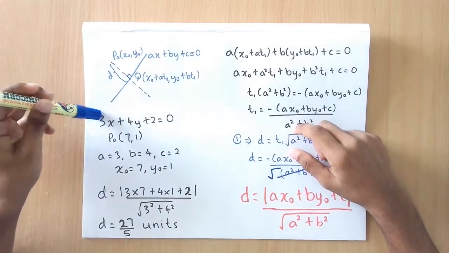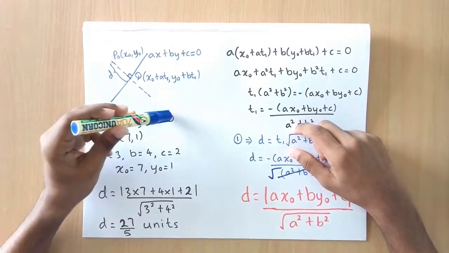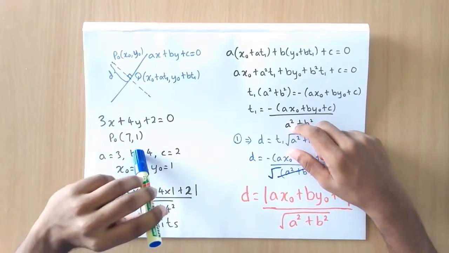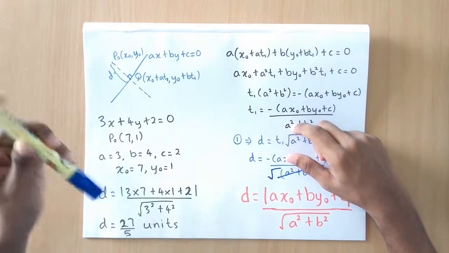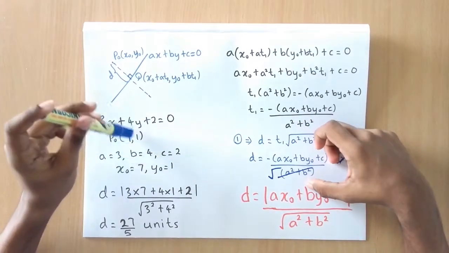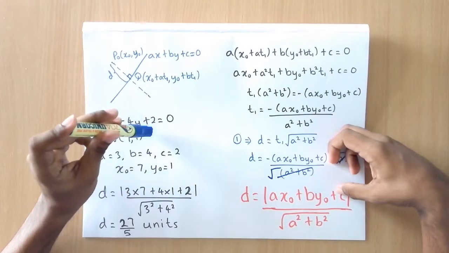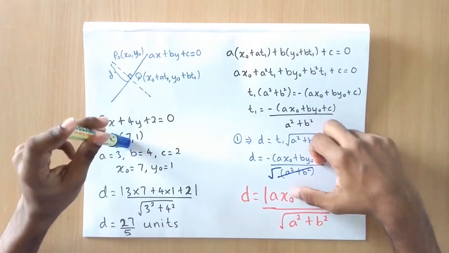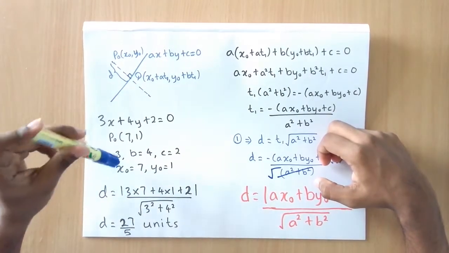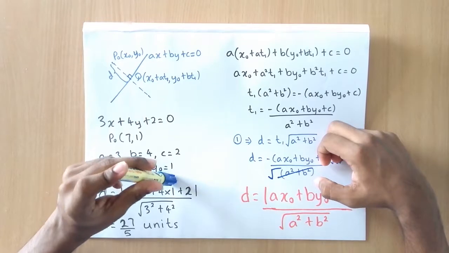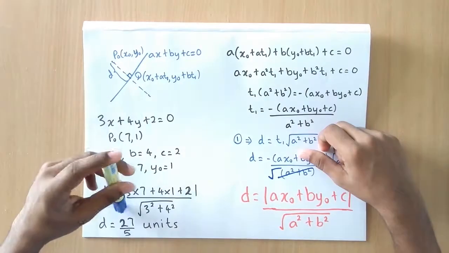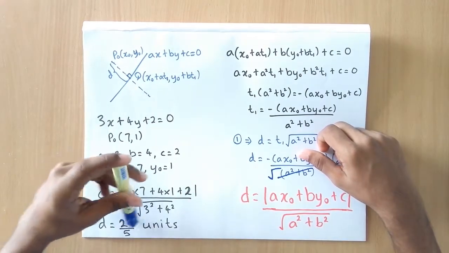For example, you have a straight line 3x plus 4y plus 2 equals 0 and you are required to find the shortest distance from the point (7, 1) to this line. Using the formula, we can substitute the values. Here a equals 3, b equals 4 and c equals 2. Also x0 equals 7 and y0 equals 1. So this will give us the modulus of (3 into 7 plus 4 into 1 plus 2) over the square root of (3 squared plus 4 squared). So finally we get the answer as 27 over 5 units.